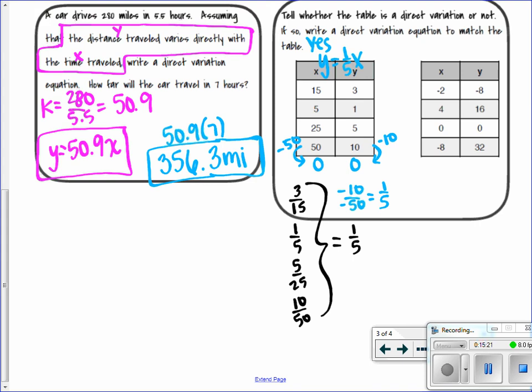Now for the second one. It shows the origin, so that part's good. But we also need to check, are all the ratios constant? So y over x: negative 8 over negative 2, 16 over 4, and then 32 over negative 8. Do they all match? 4, 4, and negative 4. That means this is not direct variation because it doesn't fit.